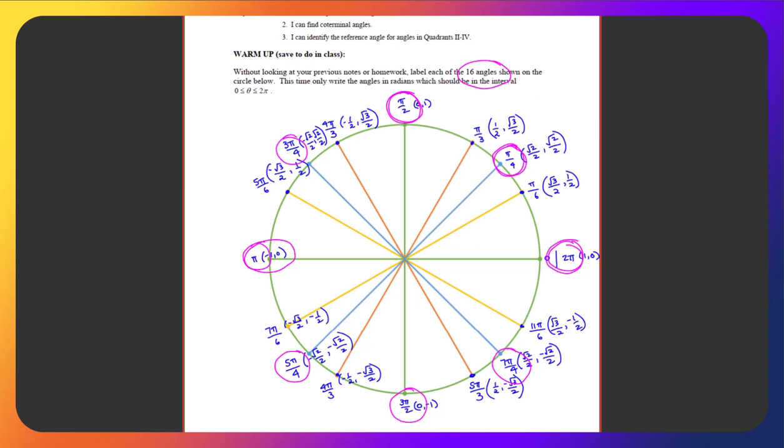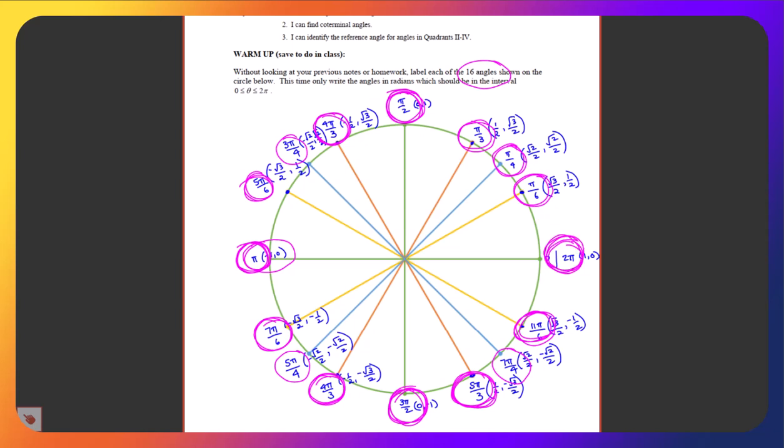Next, I would do the 30 degrees. We need to know that 30 degrees is pi over 6: 1 pi over 6, 2 pi over 6, 3 pi over 6, 4 pi over 6, 5 pi over 6, 6 pi over 6, 7 pi over 6, 8 pi over 6, 9 pi over 6, 10 pi over 6, 11 pi over 6, and 12 pi over 6.